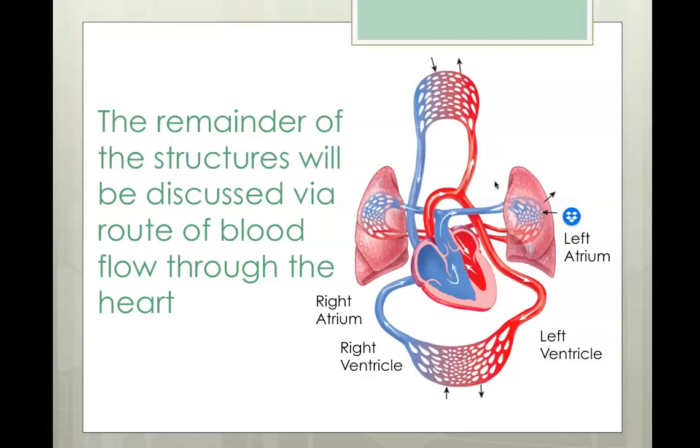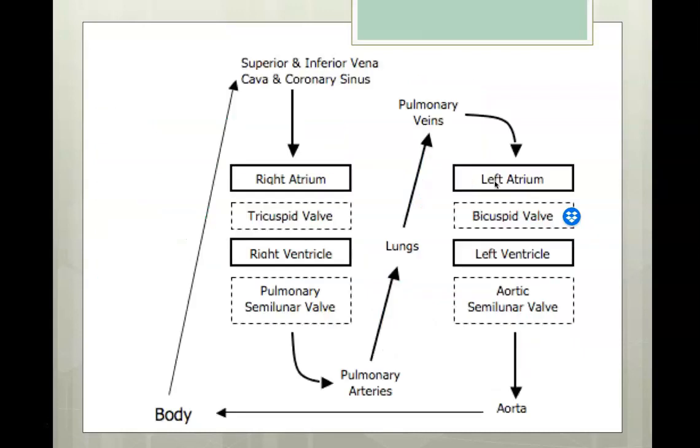So just as a little reminder, I'm sure you all probably already know this, but we have 4 chambers of the heart. On the right side, we have your right atrium and your right ventricle. And on the left side, we have your left atrium and your left ventricle. So now let's start off with a general overview of how flow of blood will move through the heart.